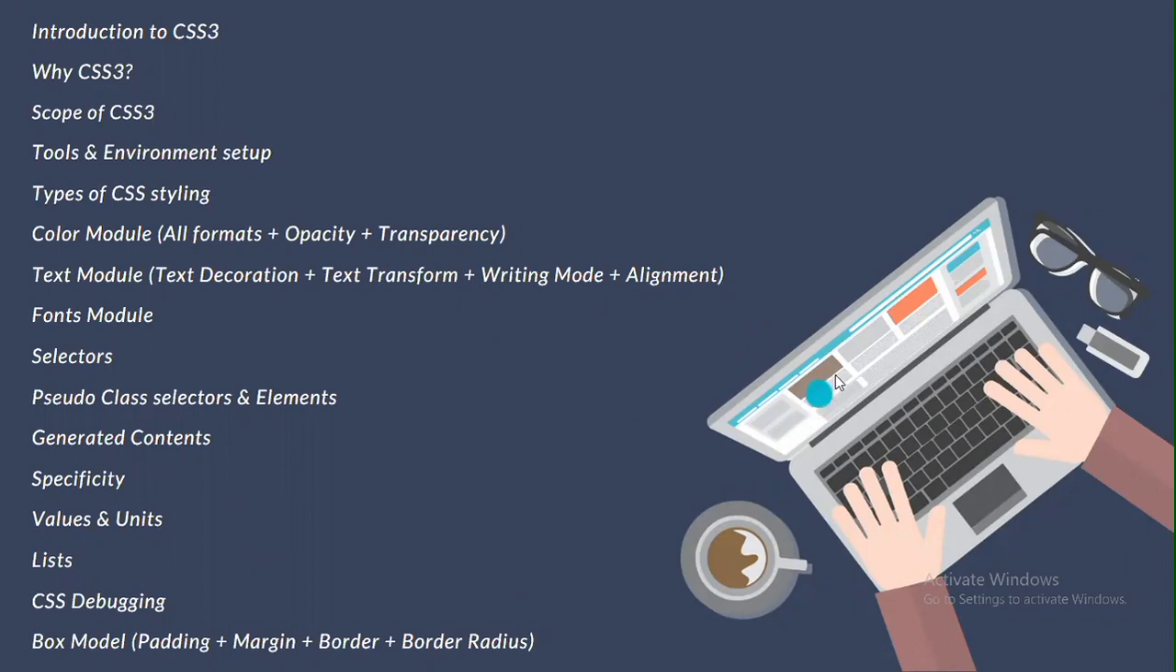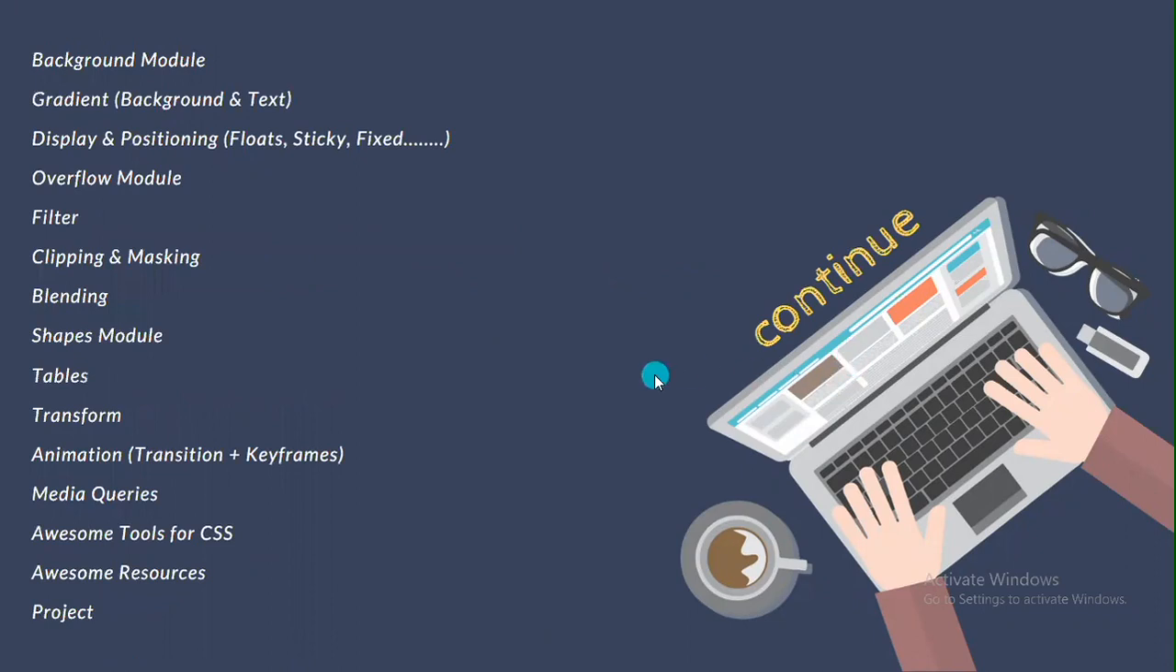Now, the next thing we have is the background module. In the background module, I'm going to show you how to set a background image, how to position it, and how to apply multiple background images. Then gradients: how many types of gradients there are, how to apply a gradient on any particular element, or if you have any text, how to apply the gradient just on the text, not on its background. That also we will see.